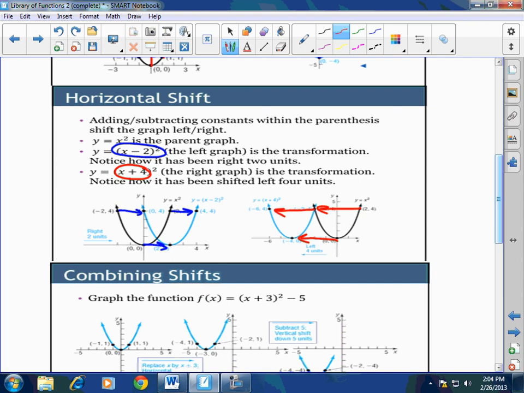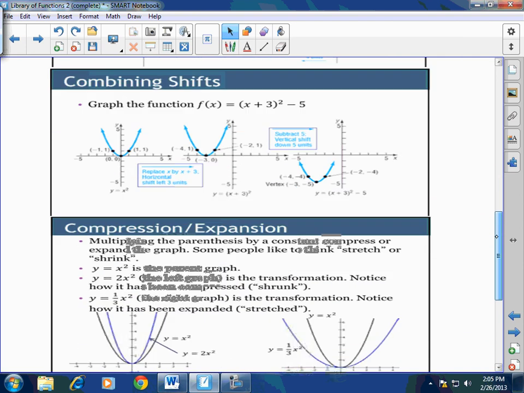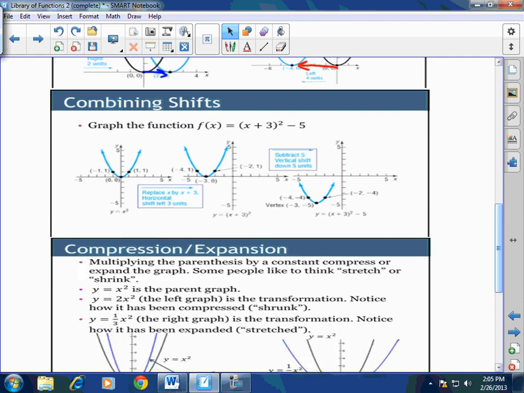Always graph your parent and then do your shift. Combining shifts: you can combine shifts and have, for example here, (x + 3)² - 5. Now, if they give it to you in vertex form like this, this is pretty sick. You don't really need to shift anything here. Don't you know your vertex is (-3, -5)?